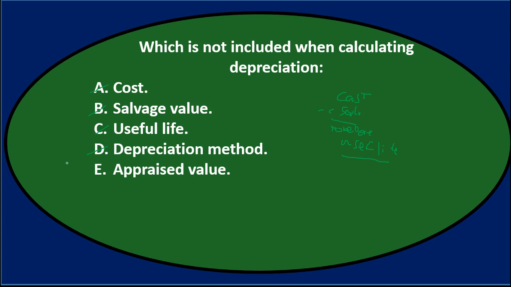Now, the appraised value, you might think that we need that, and in some cases, we might use an appraisal, such as a lump sum purchase, where we're trying to break it out between land and building. But we don't need the appraisal value if we just have property. Like if I bought a forklift, the cost is what we're using, not the appraisal value. So the appraisal is not something we would typically need. So one more time, which is not included when calculating depreciation?